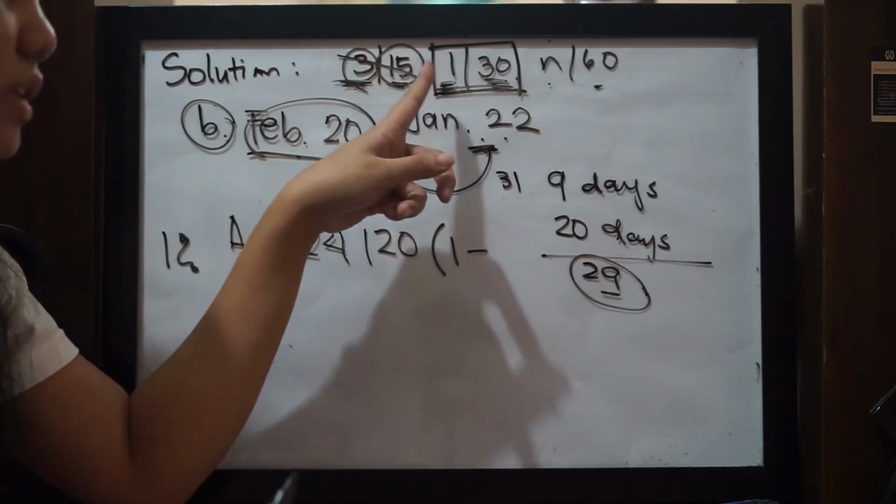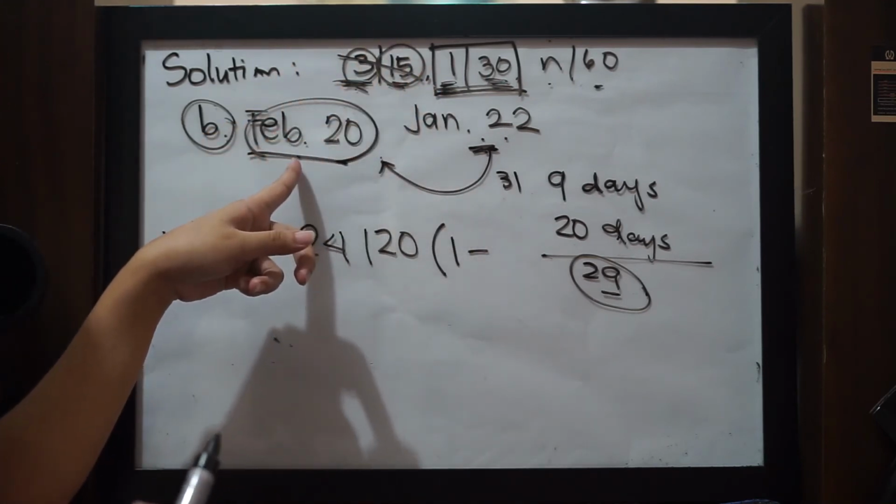This means the discount rate for February 20 is 1%.